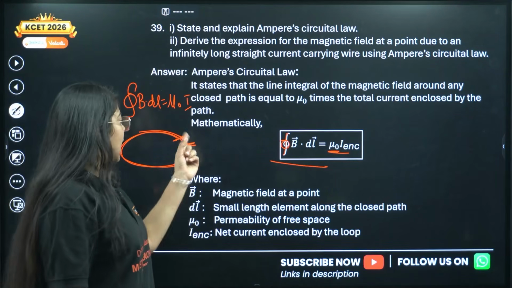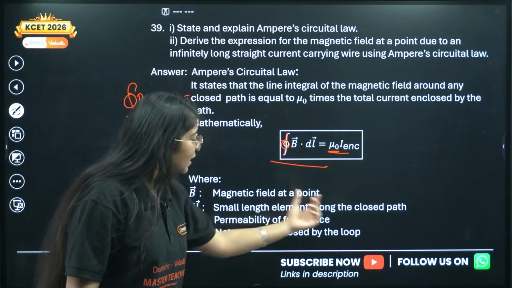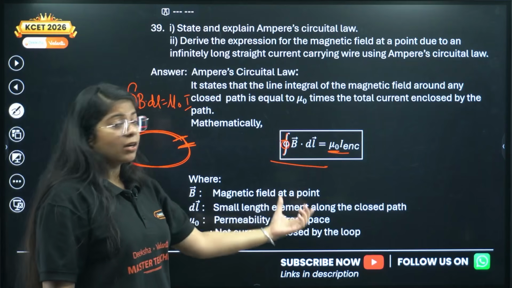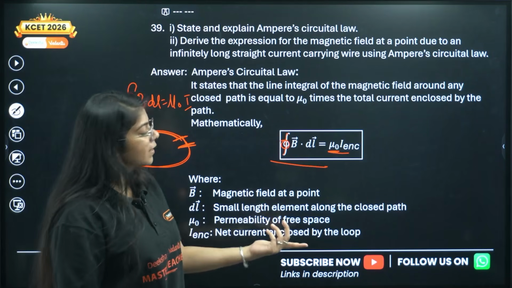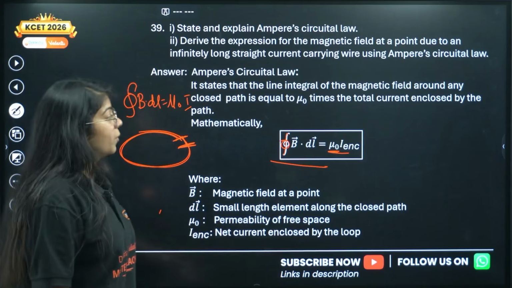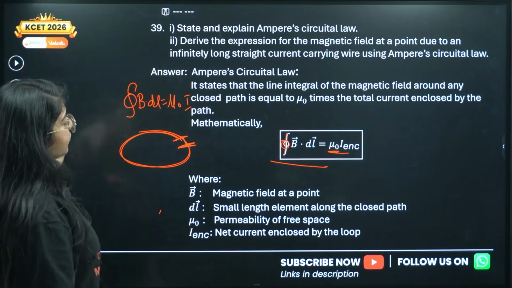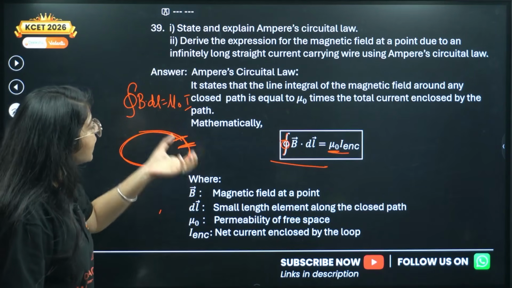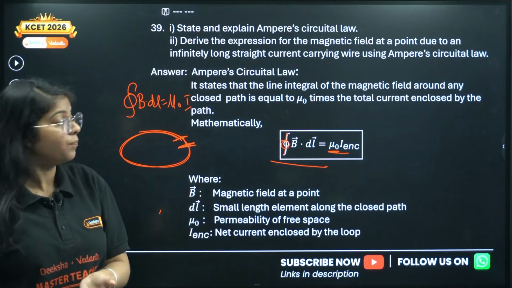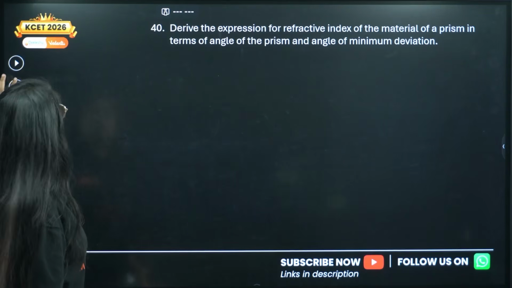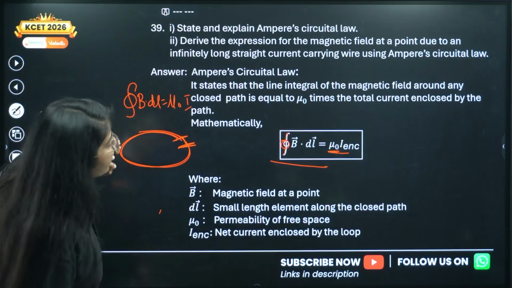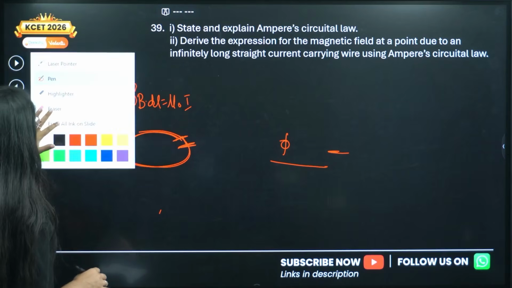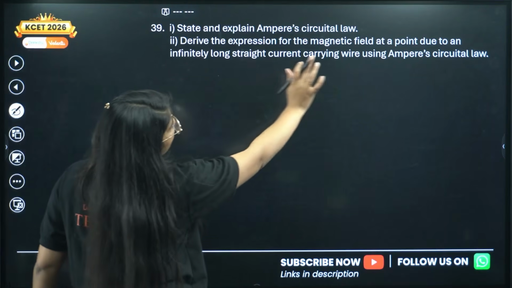Here B is the magnetic field at that point, dl is some small length element along that closed path, mu naught is the permeability of free space, and I enclosed is the net current enclosed by that loop. Now the second, they say derive the expression for the magnetic field at a point due to an infinitely long straight current carrying wire using Ampere's circuital law. Okay, so I don't have an extra sheet. Let me just squeeze it here.